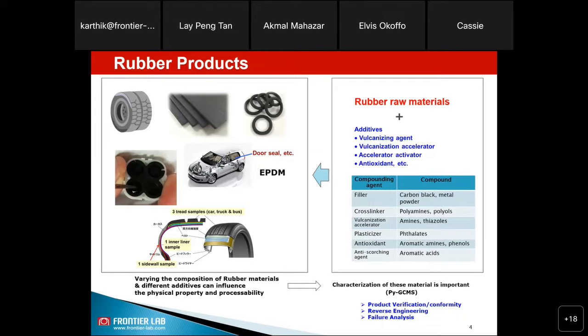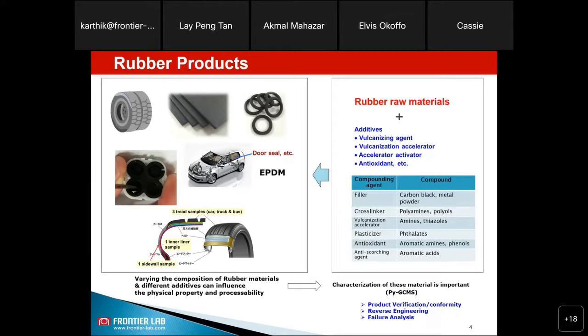So what it means is that varying the composition of rubber materials and different additives can influence the physical properties and processability, which means the characterization of these materials is important. In today's webinar, we will show how pyrolysis GCMS is used for characterization of rubber products or rubber materials.